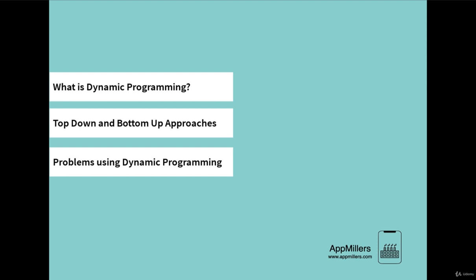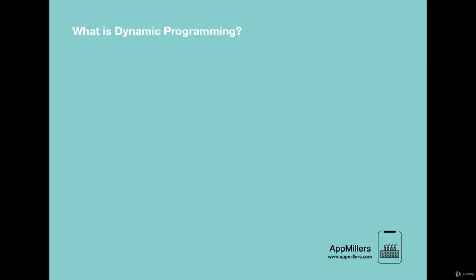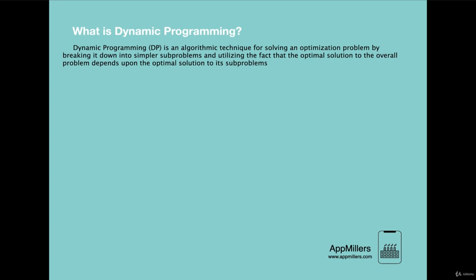So we will solve the problems that we solved in case of divide and conquer, but here we will solve those problems using dynamic programming. So the first topic is, what is dynamic programming? By definition, dynamic programming is an algorithmic technique for solving optimization problems by breaking them down into simpler subproblems and utilizing the fact that the optimal solution to the overall problem depends on the optimal solution to its subproblems.